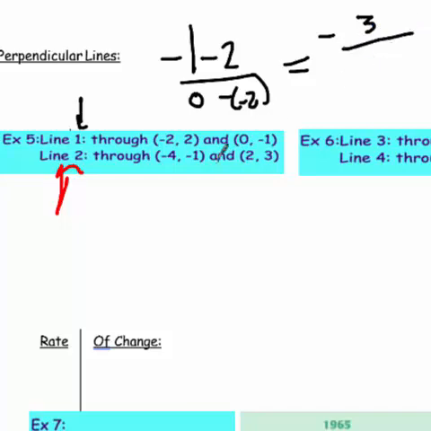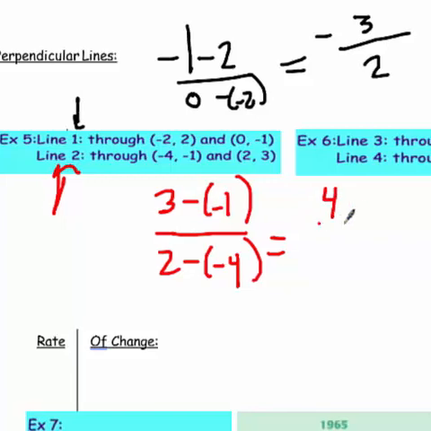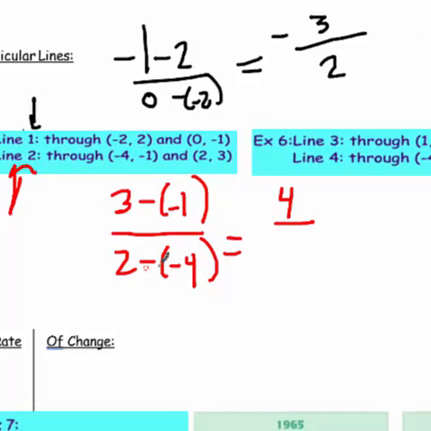And on the bottom, 0 minus -2 is +2. So I have a -3/2. Right? Let's look at line 2. Well, I'm doing 3 minus -1 and 2 minus -4. Okay? So that would tell me that that is 3 plus 1, or 4. And that would be then 2 plus 4, or 6.